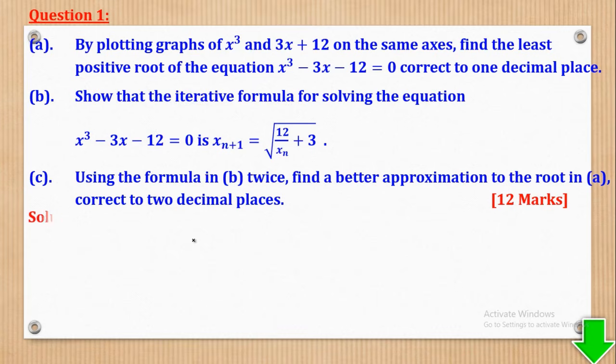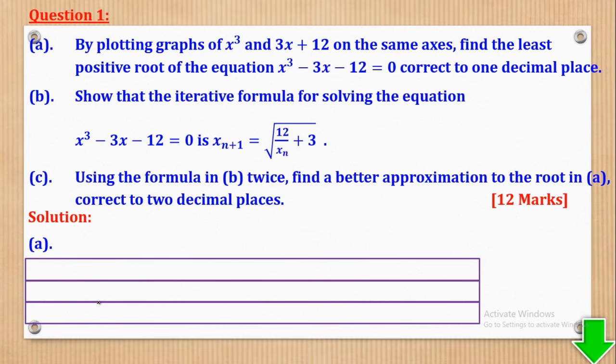For part A, you need to tabulate first, like we have always done. When I tabulate, I'll tabulate for this one, x cubed, and also for this one, 3x plus 12. So when x is 0, x cubed will be that and that will be that. Then when x is 0.5, I'll come up with that. Why? Because this is a straight line. For a straight line, you only need 2 points. So we are going to get this point and also the very last point. In between there, you don't need any point. That is why I'm ignoring them.